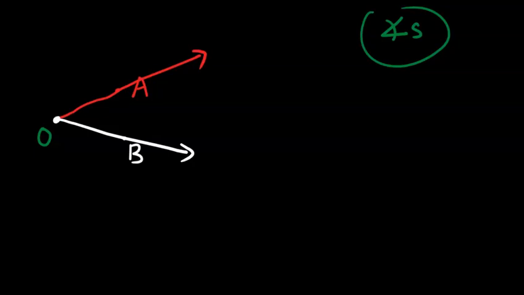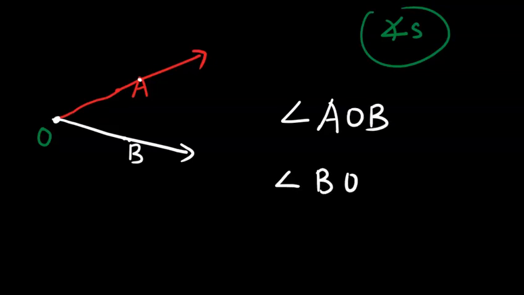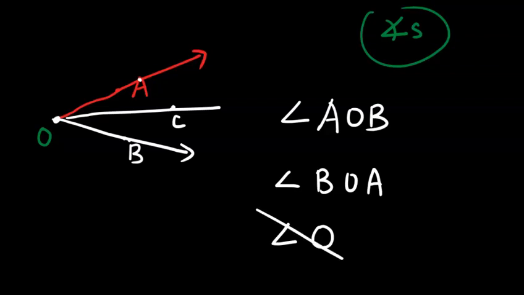All right, how do we name this angle? We can say angle AOB. We can also call it angle BOA. Since this angle is standing by itself, I can also say angle O. But if I added another ray here, say C, now I cannot call it angle O. I have to use 3 letters to name them. Okay?